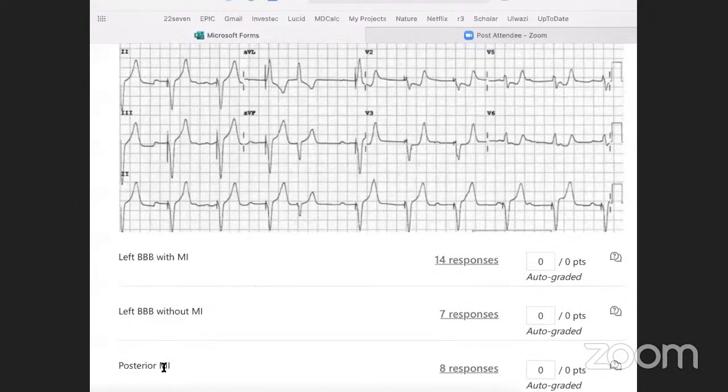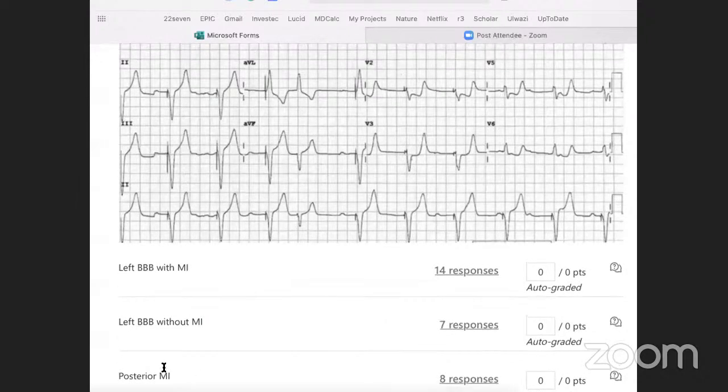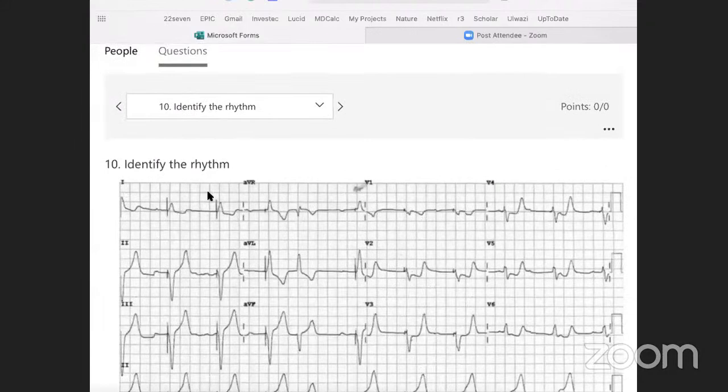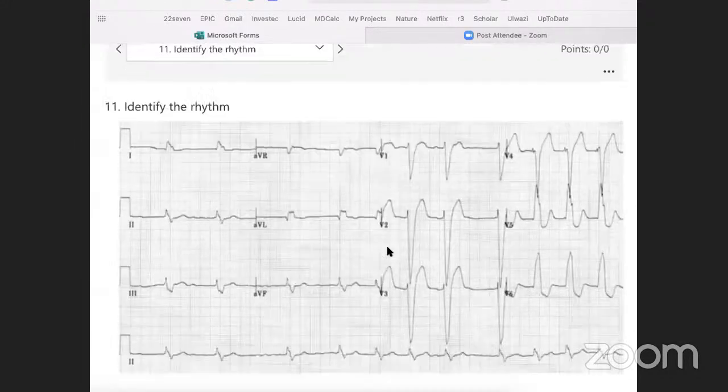I see people also did say potential posterior MI. When looking at this, we know that you would have an R wave as an equivalent for a Q. So if you were to flip the ECG around, then that would be suggestive of a posterior MI. But with the presence of the pacemaker, we know that there is a left bundle branch block. And then the key to that is determining whether there's a myocardial infarction in the presence of this bundle branch block.